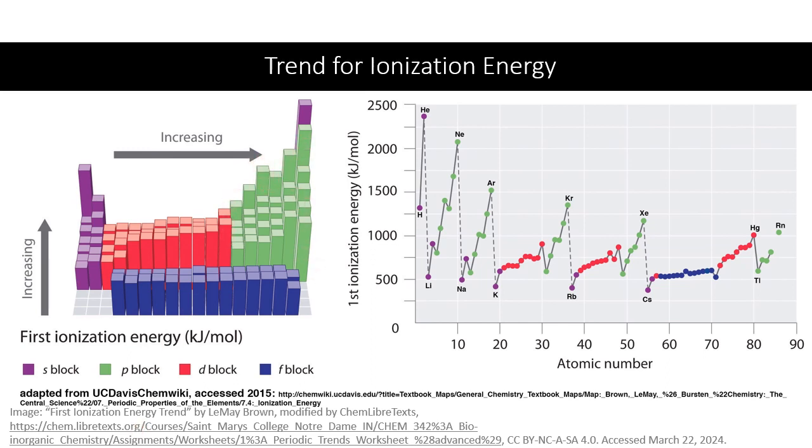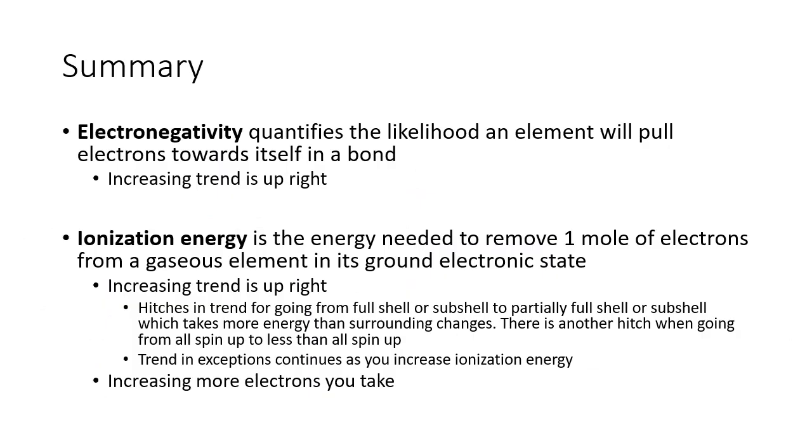in your group. Okay, so let's summarize. To summarize, electronegativity quantifies the likelihood an element will pull electrons toward itself in a bond. Its increasing trend is up and right. Ionization energy is the energy needed to remove 1 mole of electrons from a gaseous element in its ground electronic state. The increasing trend is also up and right for ionization energy, but there are hitches in the trend for going from full shells or subshells to partially full shell or subshell.